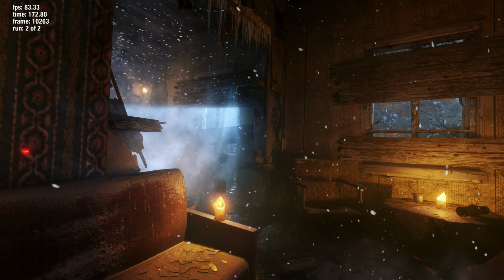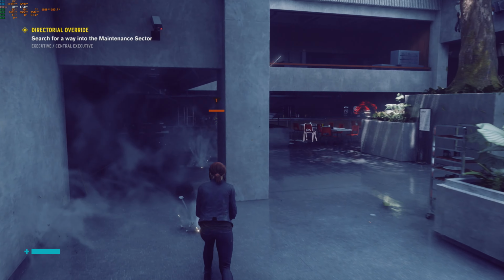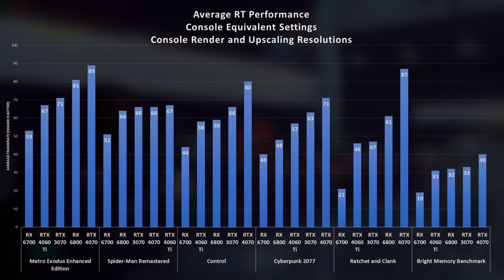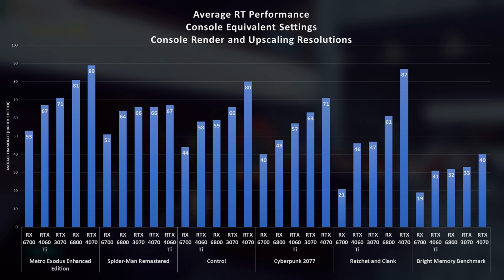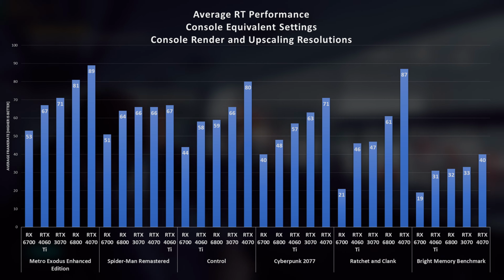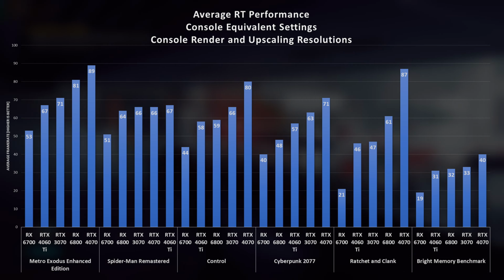Curse you, Series S! Control was considered the tip of the spear for RT in console gaming this generation, and even though it played well on the PS5, it's gonna work even better with the PS5 Pro. 33% better performance comes from the 4060 and 6800, but the 3070 takes a massive win here with a 50% improvement. The 4070 is just in a class of its own, 82% faster than the base PS5.